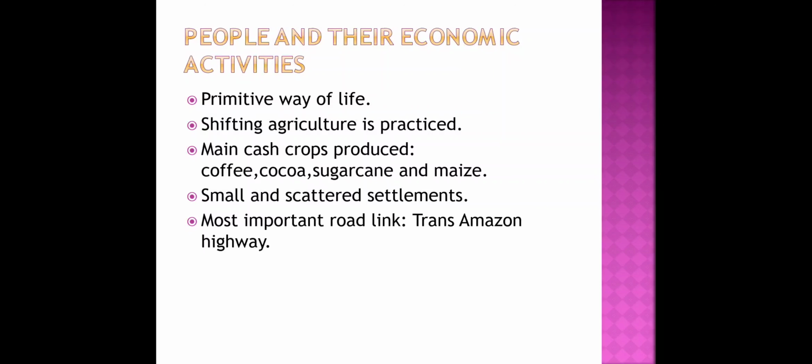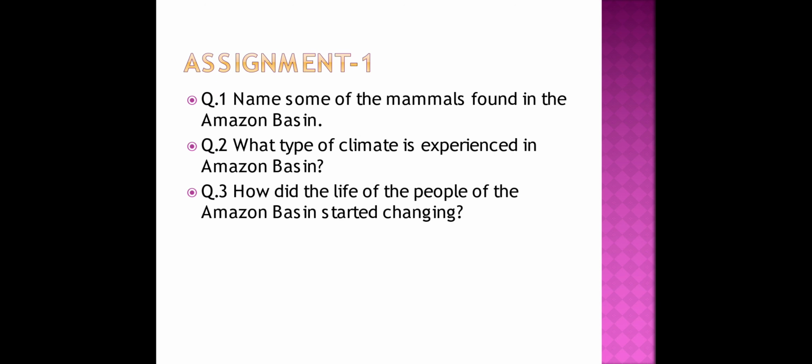Now, based on today's video, I am giving you one assignment which you have to do. First one is, name some of the mammals found in the Amazon basin. Question number 2, what type of climate is experienced in the Amazon basin? Question number 3, how did the life of the people of the Amazon basin start changing? Okay, so you have to relate it: what they used to do initially and how it started changing. Clear? Hope you have understood.